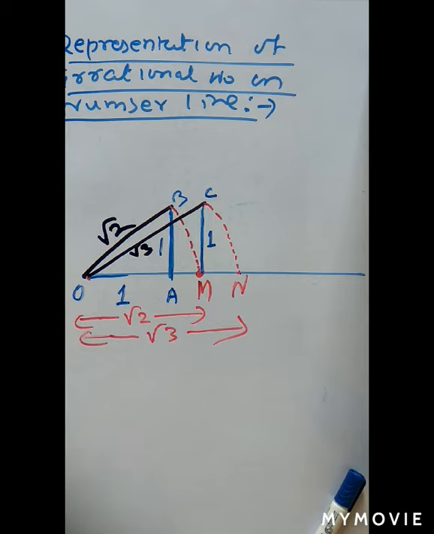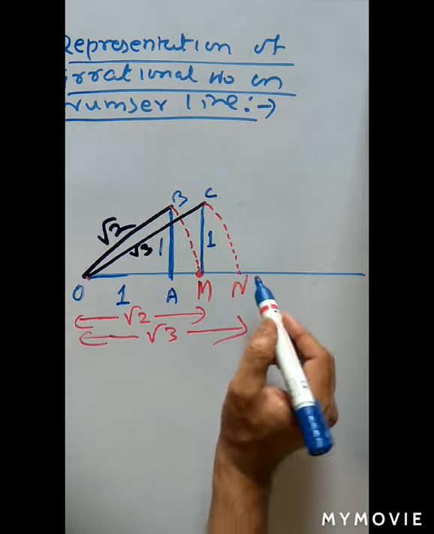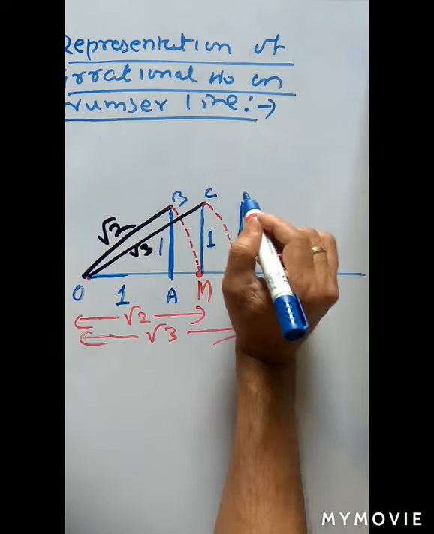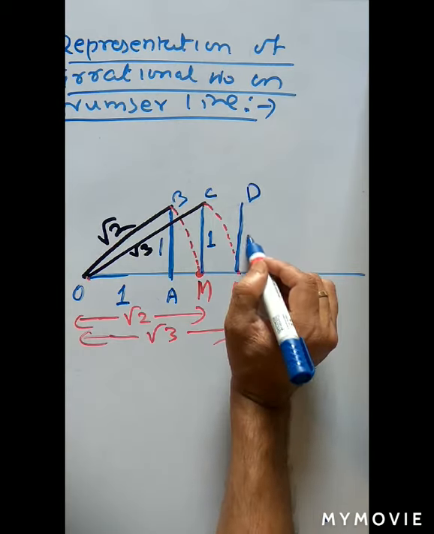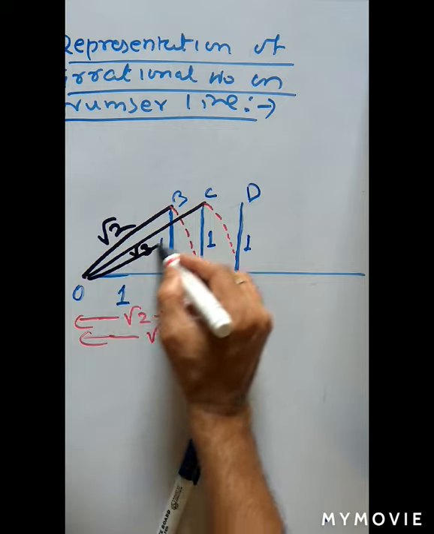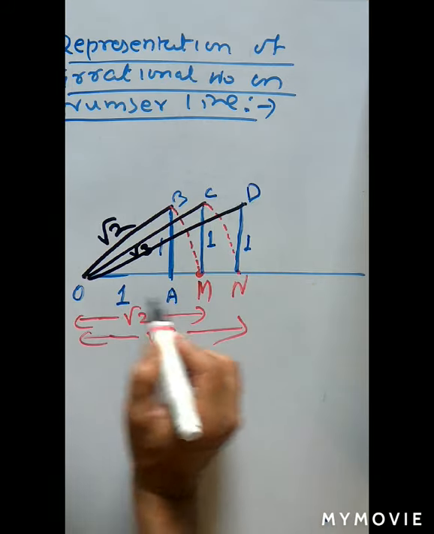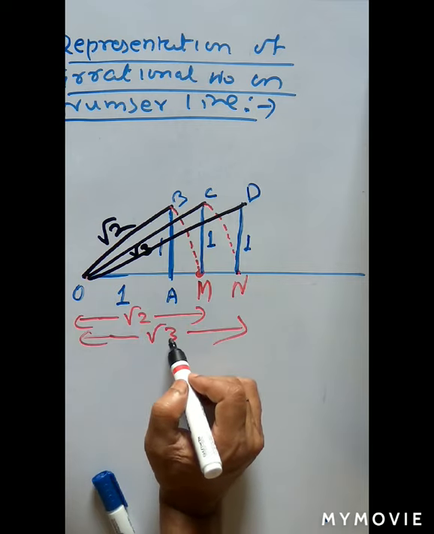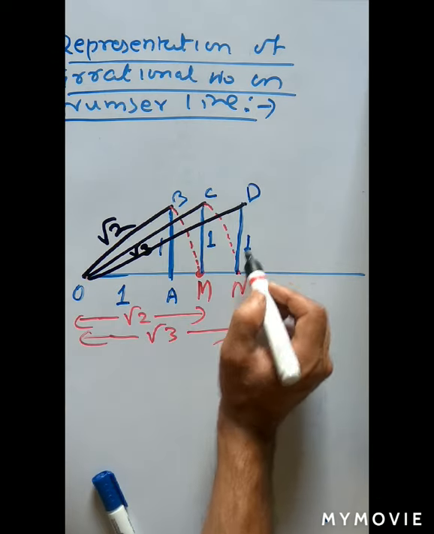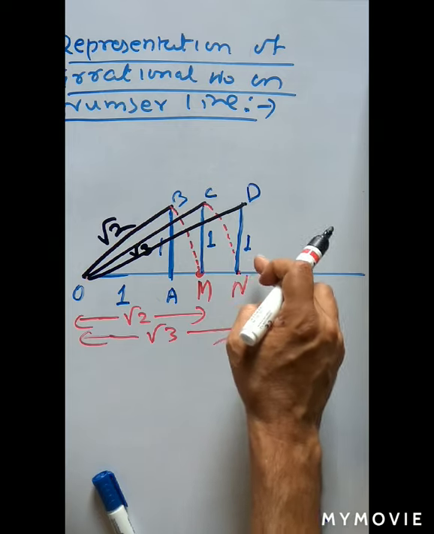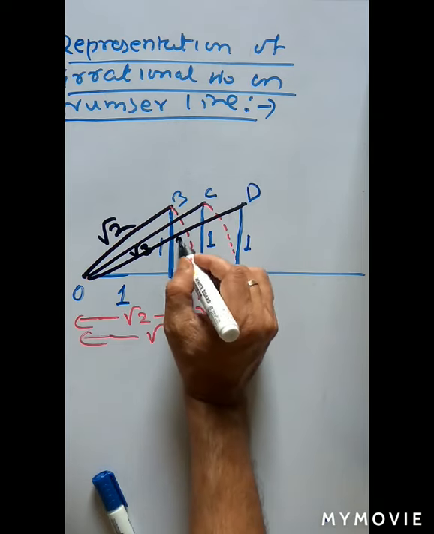Similarly I want to find root 4. Though root 4 is a rational number, how will you represent it? You see, again you draw a perpendicular line from N. Let us say this is D, and ND is equal to 1. Join O and D. You see ON is root 3 and ND is equal to 1. So root 3 square is 3 plus 1 square is 1, that is 4. The square root of 4 is 2. So OD is equal to 2.